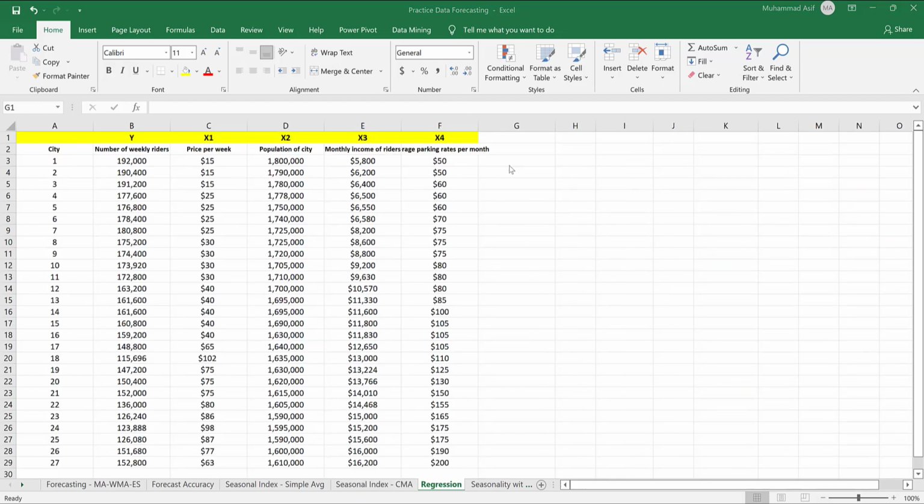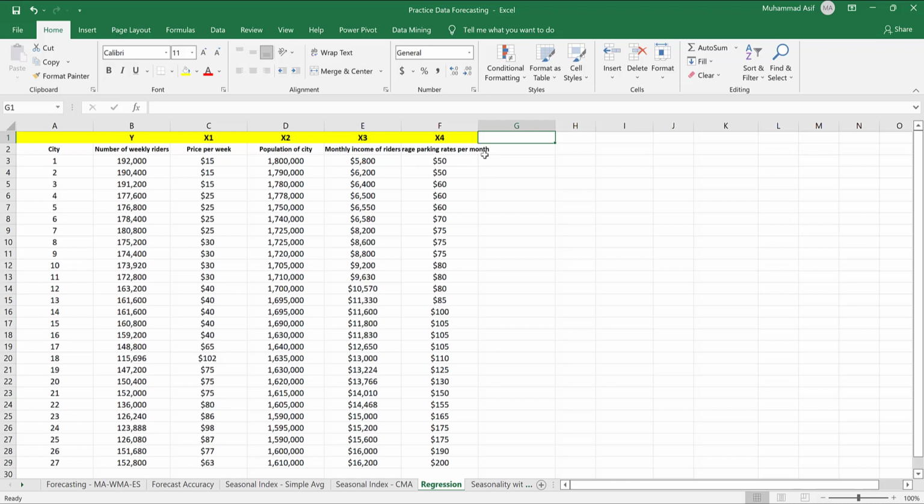The next forecasting method is called regression. In this regression, you see in this data we have the dependent variable y, that's the number of weekly riders, and then there are independent variables, for instance price per week, population of the city, monthly income of riders, and parking rates per month.